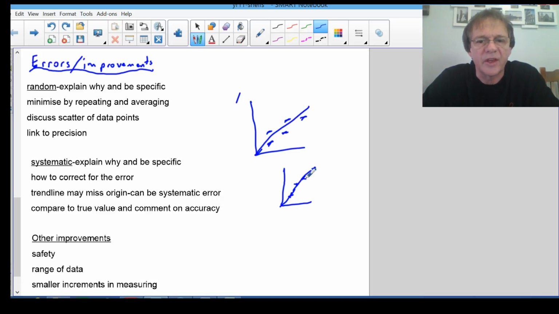And you can link that to a discussion about precision, because this is not very precise data, as it's not being very consistent with what it's doing, whereas here you're getting more consistency. Sorry, that should be a straight line there.